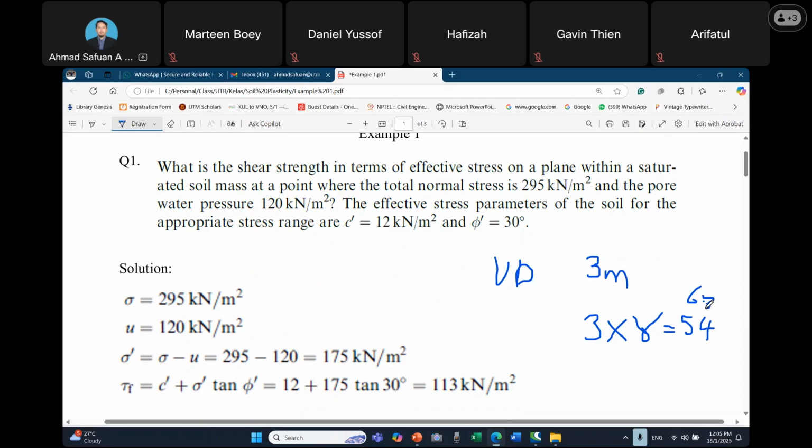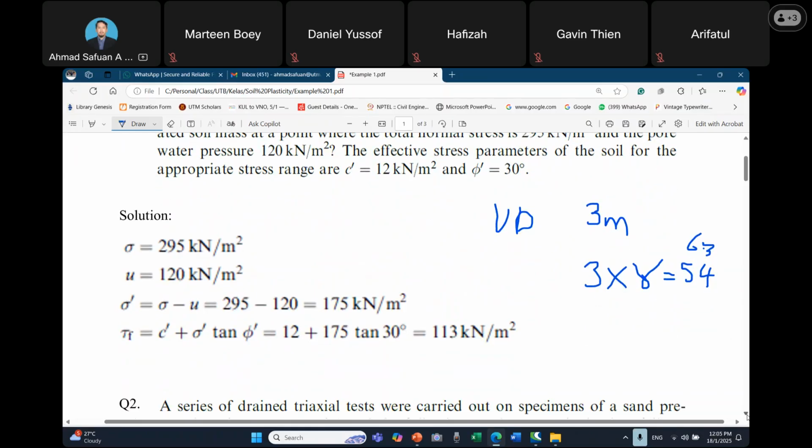Then we do the shearing test to determine the shear strength value. From there, we obtain the C and phi values. Then this C and phi can be included in the calculation of tau to estimate the shear strength of the soil. So that is for Q1.